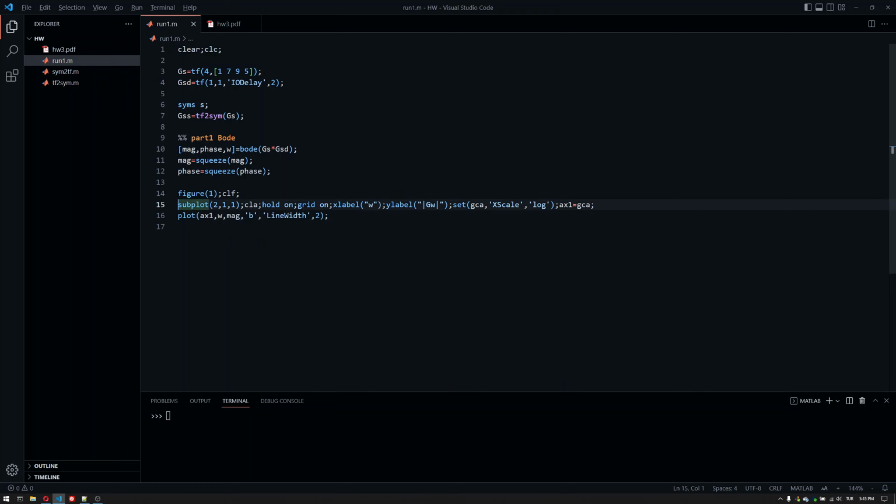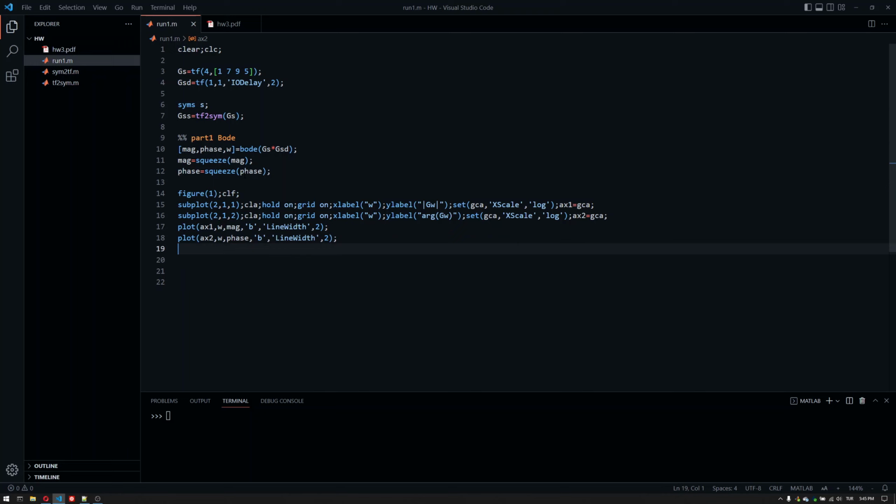So we're creating the same thing here, but now we have the argument instead of the gain. Of course, this would be phase. So this is quite basic. We will do this for almost all the Bode or frequency domain approaches here.